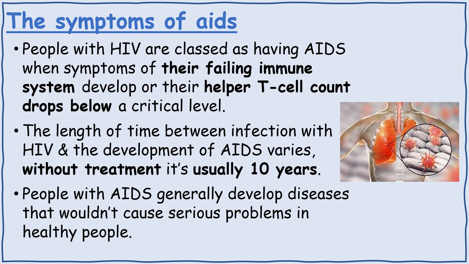The symptoms of AIDS. People with HIV are classed as having AIDS when the symptoms of their failing immune system develop or their helper T cell count drops below a critical level. The length of time between infection with HIV and the development of AIDS varies. Without treatment, it's usually 10 years.